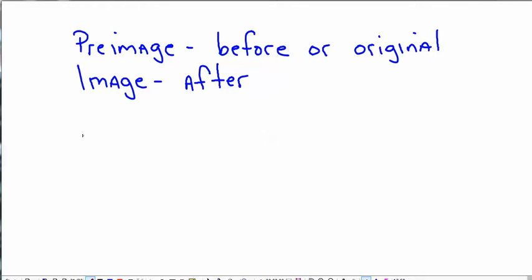And isometry. That's when the before and the after are congruent.